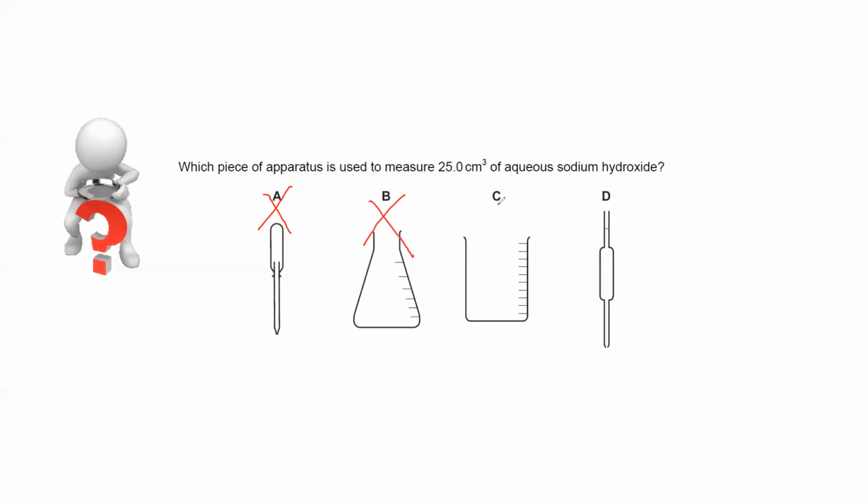So when we compare a beaker and a pipette, a pipette can measure a single volume which is 25.0 cm cube. And when they mention 25.0 cm cube, it means we want to measure it accurately. Otherwise, they would only write 25 cm cube. They wrote 25.0, which means we want to measure it accurately. So which apparatus can measure 25.0 accurately? That is the pipette. A beaker can measure, but that will not be accurate. It can measure 25 cm cube, but not with accuracy. So D is the right answer for this question.